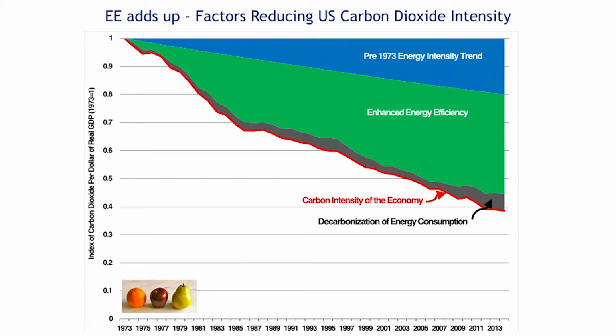So, okay. I'm just going to race through some of these graphs. They come from Jim Sweeney, who's the executive director of our center at Stanford. Energy efficiency adds up: factors reducing U.S. carbon dioxide intensity. This is over time. Back in 1973, this is the carbon intensity of the U.S. economy. This is the trajectory we were on before 1973. And this is the difference from the enhanced energy efficiency. And this is what we get for decarbonization of energy consumption.